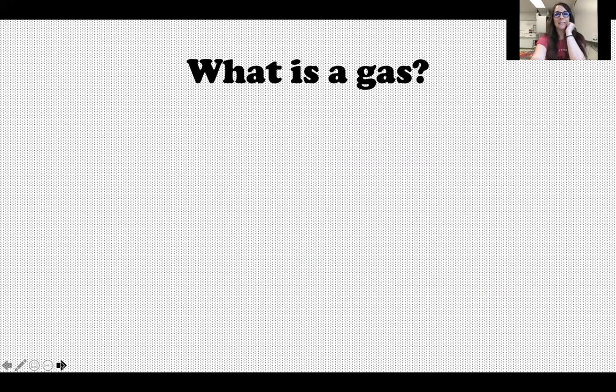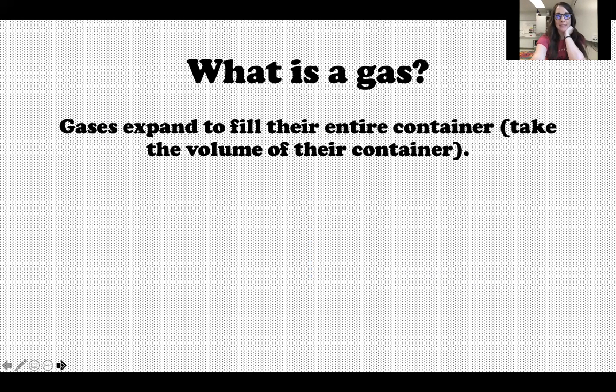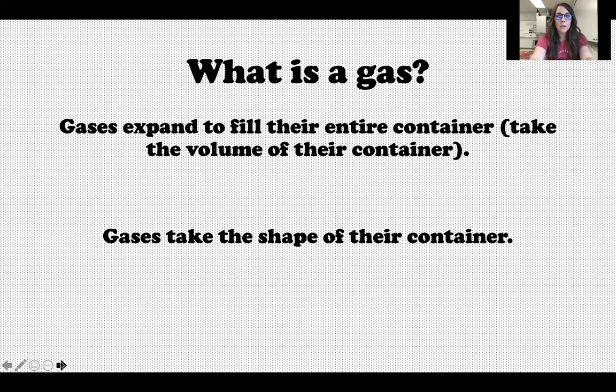What about a gas? What is a gas? Gases expand to fill their entire container. And they also take the volume of their container, which means they take up as much space as whatever container they're in. That's different from liquids. Remember, we said that liquids fill up the bottom first, but gases expand to fill the entire container that they're in. And we're going to see that in just a second, or in a couple minutes.